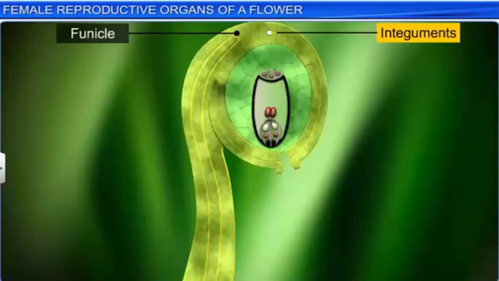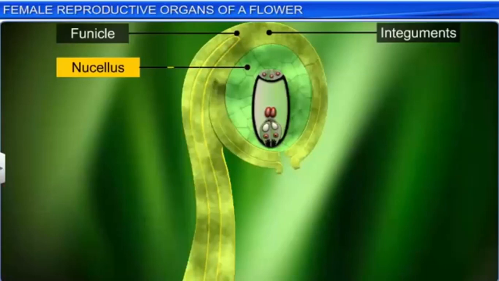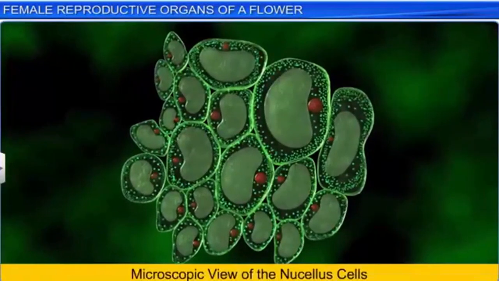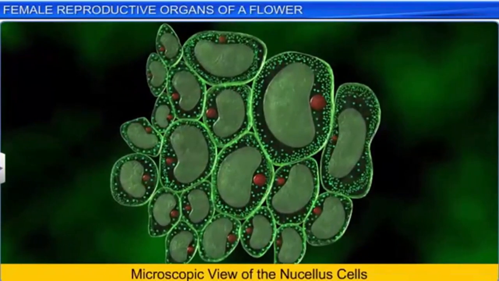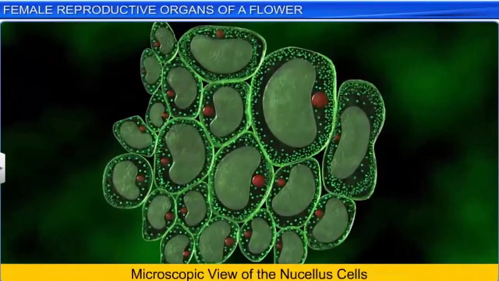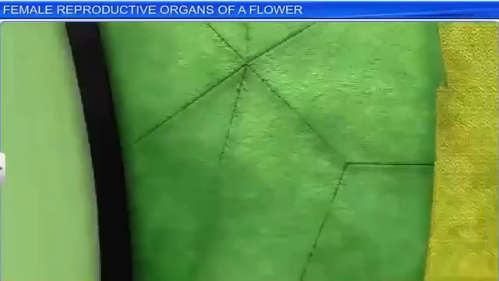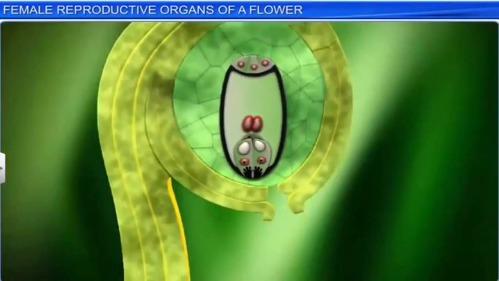Inner to the integument, it consists of nucellus. These nucellus cells are rich in nutrients like starch. They have dense, vacuolated cytoplasm. They nourish the developing embryo sac. This fertile tissue helps in the nourishment of the developing embryo sac. The embryo sac is the female gametophyte. This is about the structure of the megasporangium or the ovule.